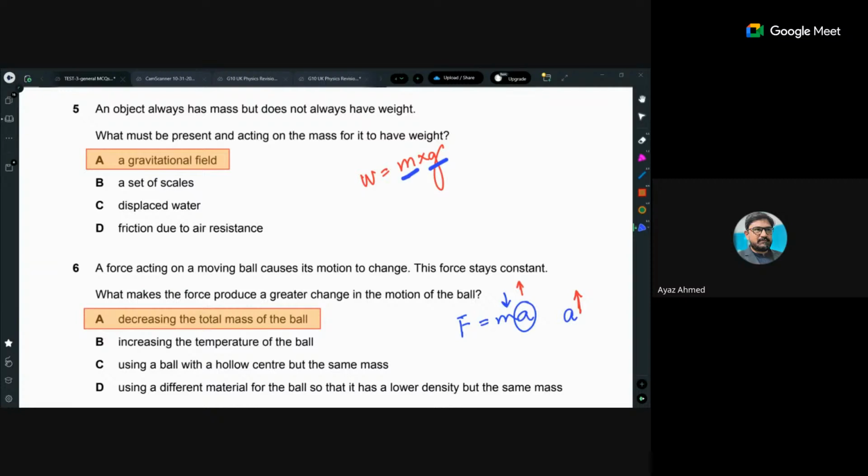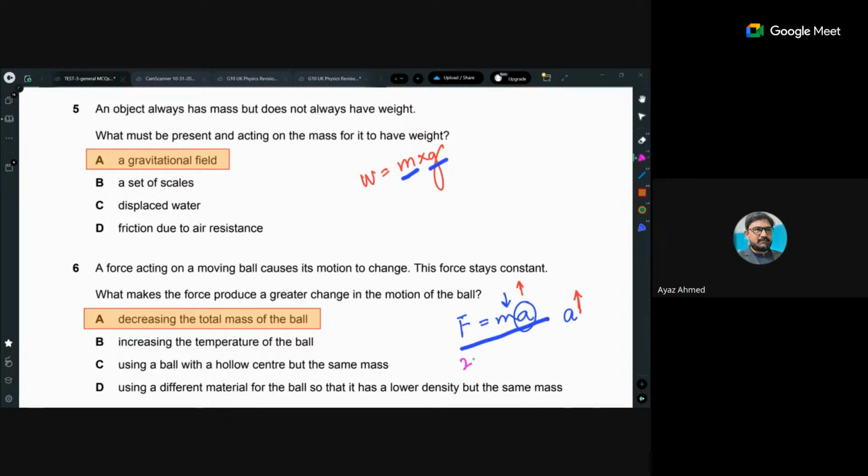Then in question number 6, the force acting on a moving ball causes the motion to change, right? So the change in the motion is caused by a force. So definitely, motion change is the game of acceleration and deceleration. The force stays constant. What makes the force produce a greater change in the motion of the ball? It's an easy question, but a twisted one, because it is said that we are applying a constant force. For example, here we follow that F is equal to ma, right? We believe this thing now, that F is equal to ma.